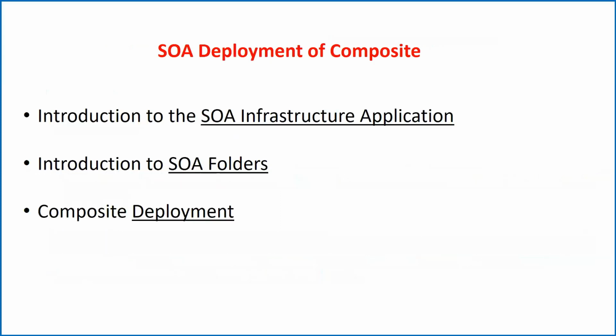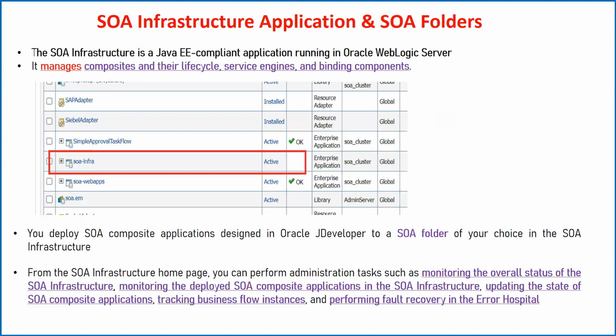Okay. Now, SOA deployment of composite. So now there are 3 major components here: introduction to SOA infrastructure application. As I said in my previous slide, when we go for the composite deployment, we do the deployment from the EM console, and we do the deployment on the SOA infrastructure application, right? And apart from that, when we deploy a SOA composite application, we have to select a folder. That means there is a SOA folder as well, and then composite deployment options. So let us start with the SOA infrastructure application and SOA folder.